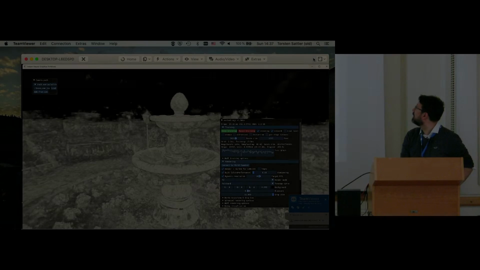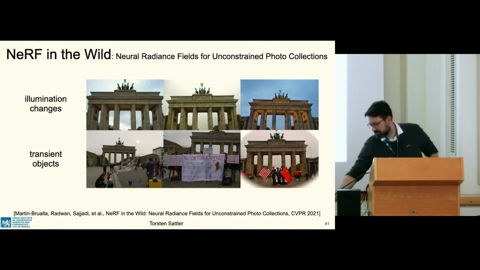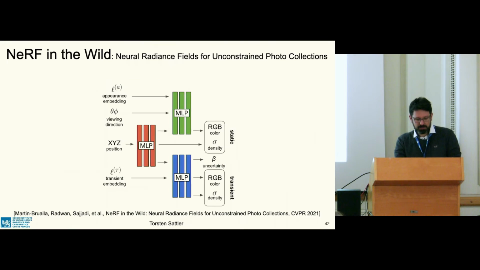Okay, one thing that you typically have if you look at images that you download from the internet, or if you capture things over time, is you see illumination changes from day to night, cloudy days, sunny days, and there are some transient objects, humans walking in front of this. And it turns out that you can model these effects and still train a NeRF for the static part of the scene.